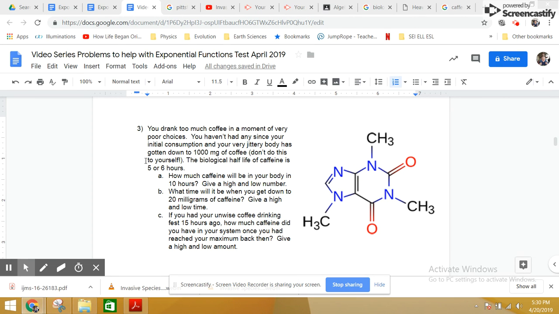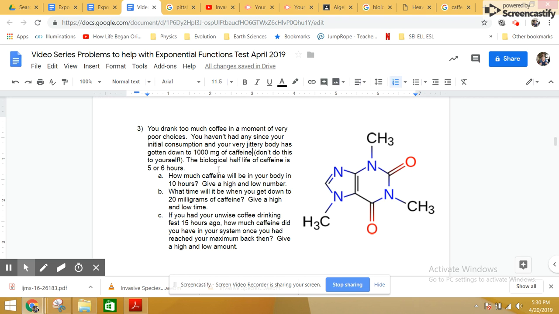Here we go. We have a situation in which you drank too much coffee at a moment of very poor choices. You haven't had any since your initial consumption, and your very jittery body has gotten down to 1,000 milligrams of, that should not say coffee, that should say caffeine. I'm glad you gave me an opportunity to edit my work here. Don't do this to yourself.